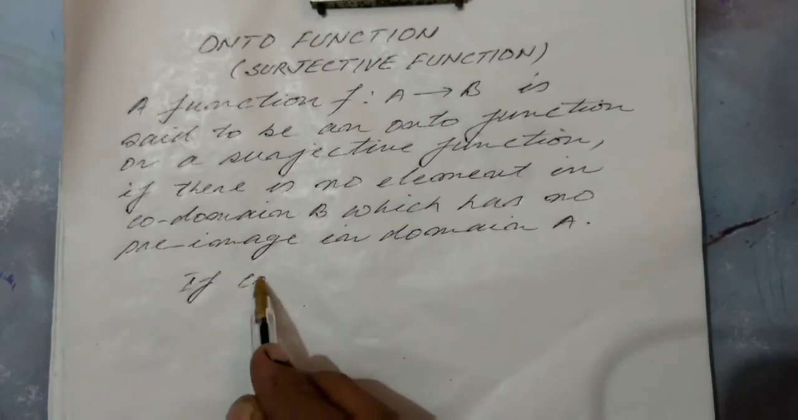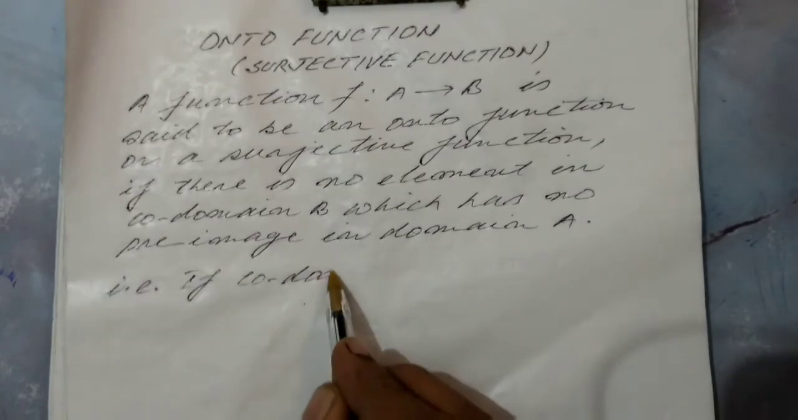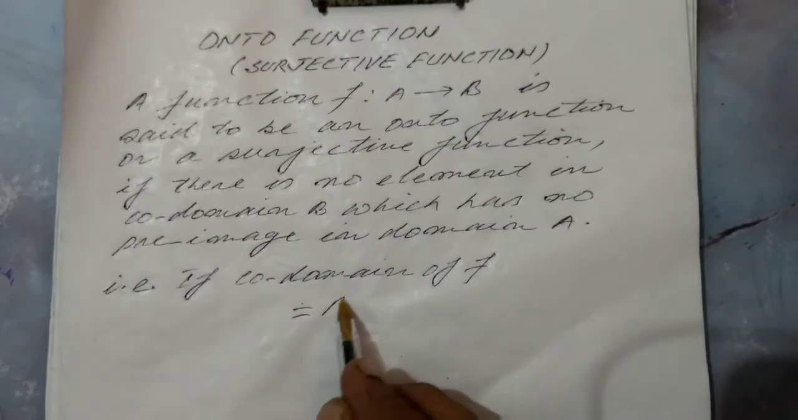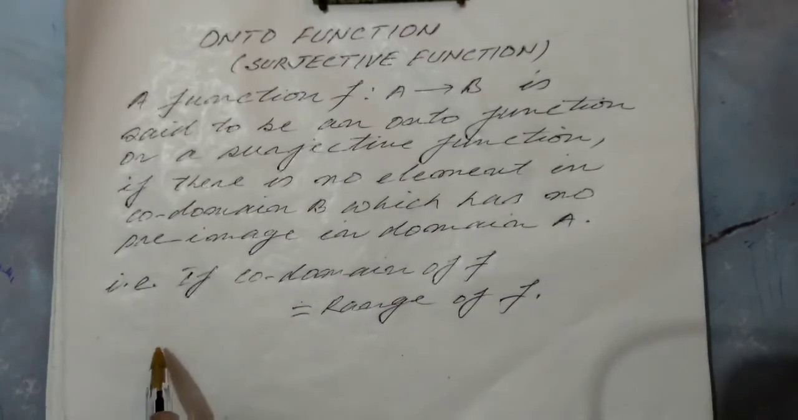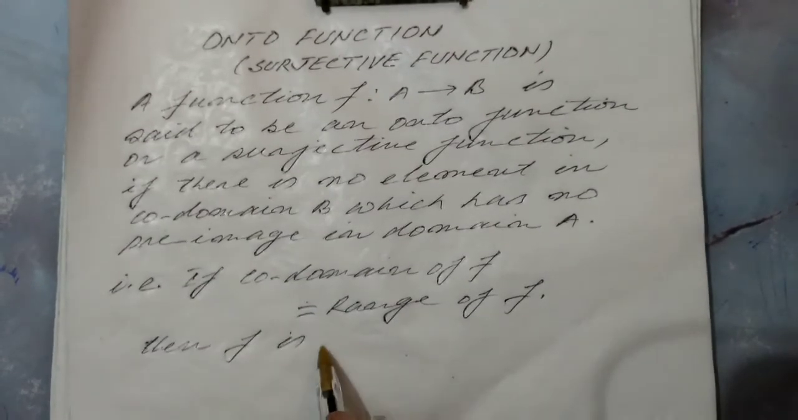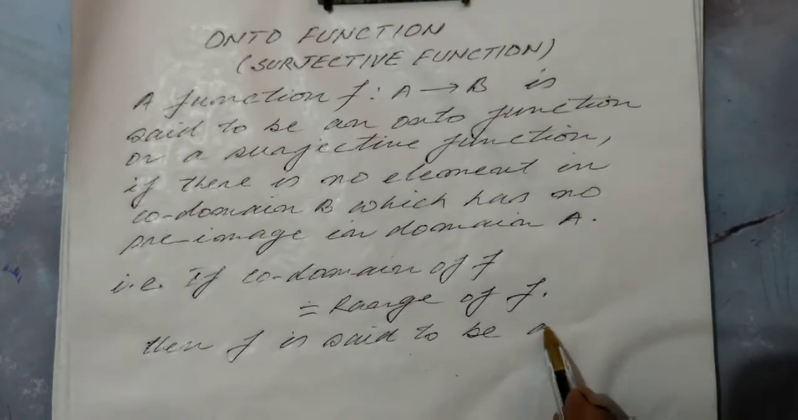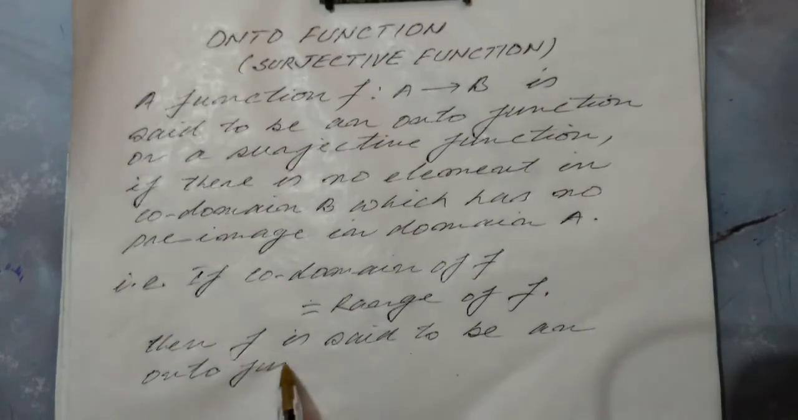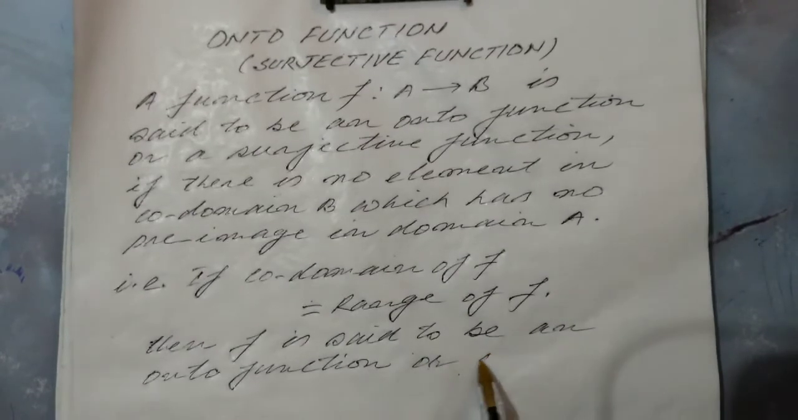That is, if codomain of f is equal to range of f, then f is said to be an onto function or a surjective function.